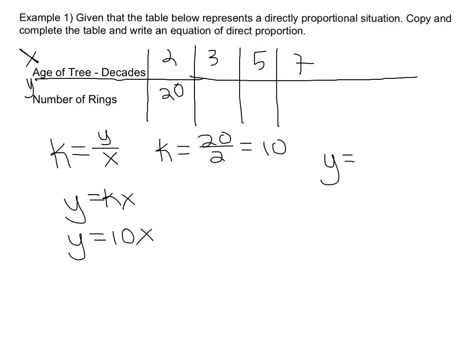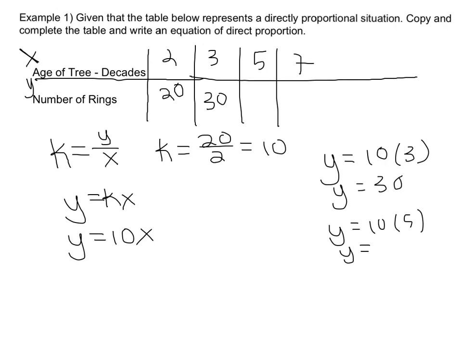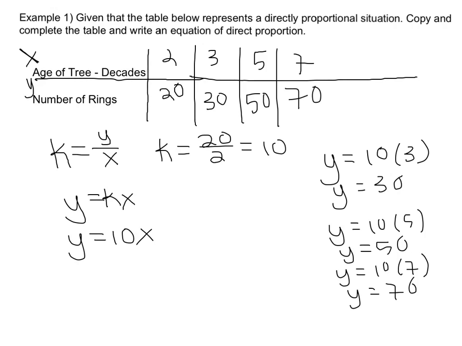So for this first one, I will get y equals 10 times 3, or y equals 30. So I can go ahead and put a 30 here. For the next one, y equals 10 times 5, or y equals 50. I can put a 50 here. And then the last one, y equals 10 times 7, or y equals 70. I can put the 70 here. So I've now completed my table, and I have my equation of direct proportion, y equals 10x.